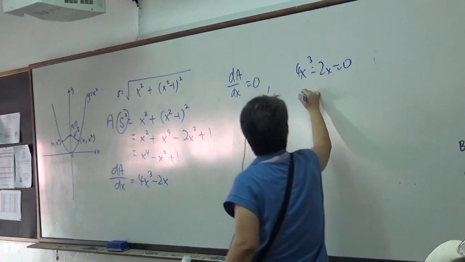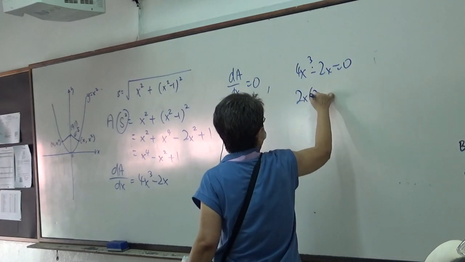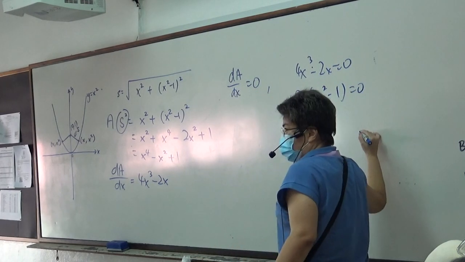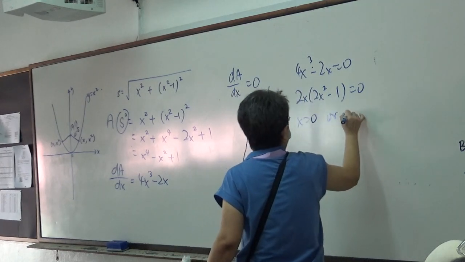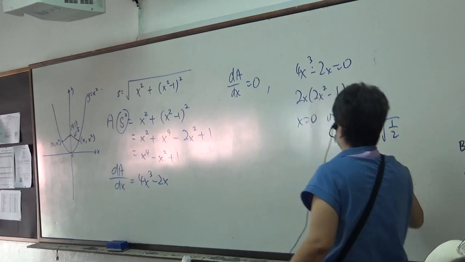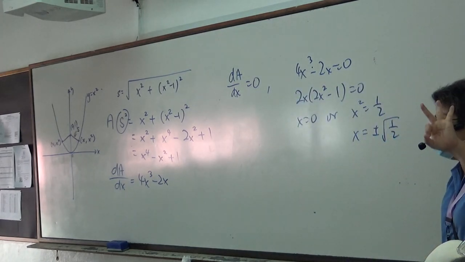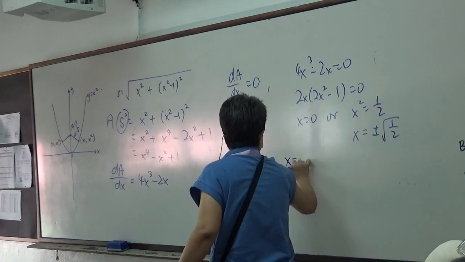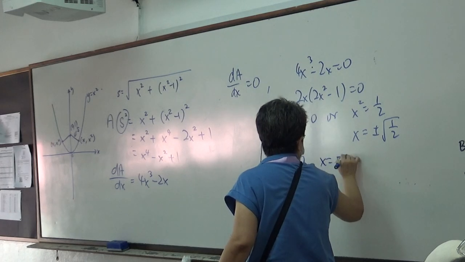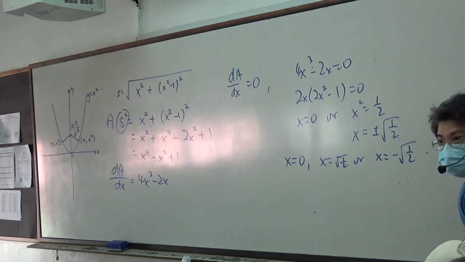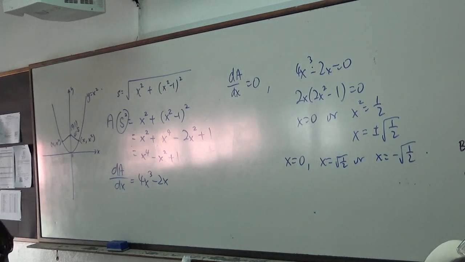Agree? Now, I take out 2x. I will have 2x squared minus 1 equals to 0, right? I will have x equals to 0 or x squared equals to half. That means x will be plus minus square root half, right? Can you see I have three values? What are the three values? X is 0, x is root half, or x is negative root half. Agree, class?